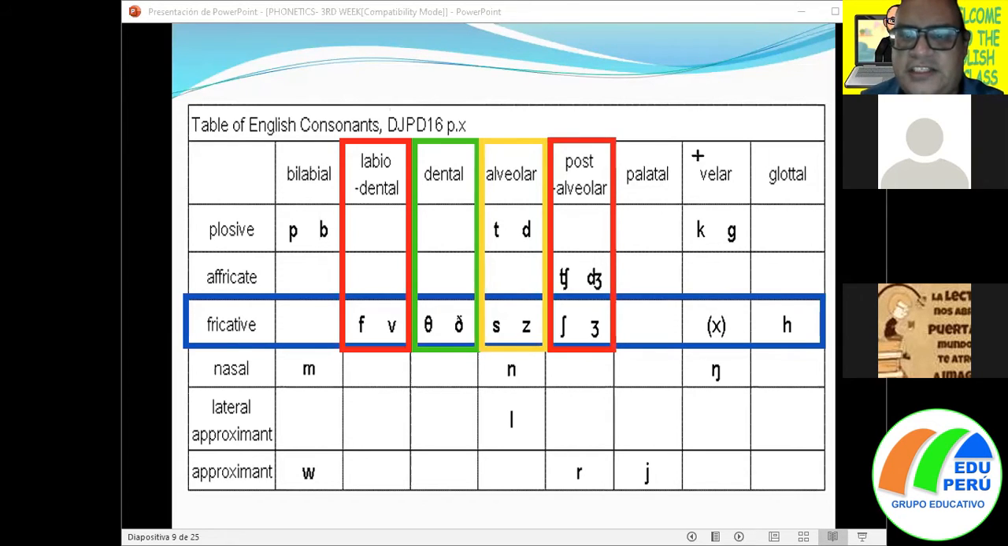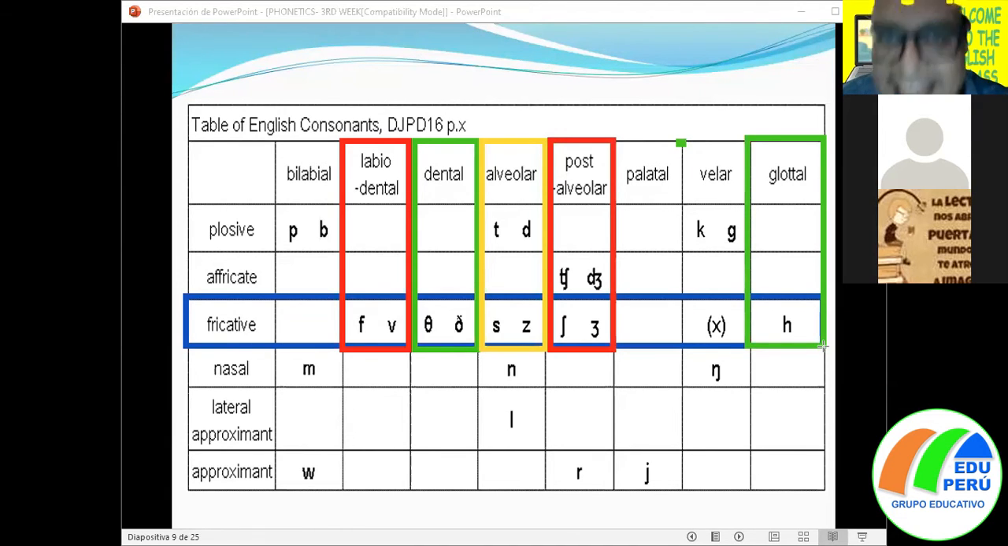We have the fricative velar sound. Oh, sorry, glottal sound. Velar, we don't have velar. Glottal sounds. The glottal sounds. So this sound is produced in the glottis. Remember, where is the glottis? Can you remember where is the glottis? Where is the glottis? The space in the vocal folds?